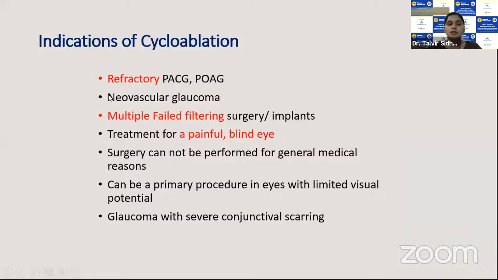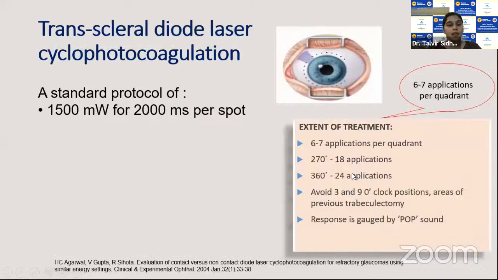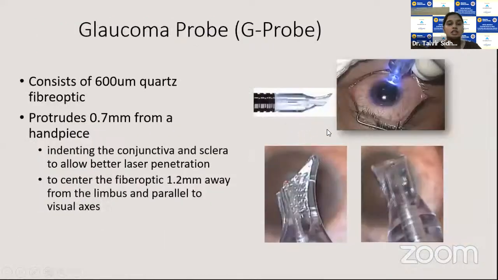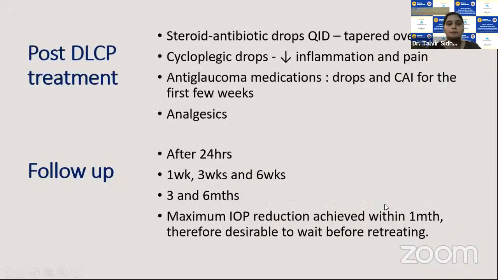Indications of cycloablation are refractory glaucomas, multiple failed surgeries, or painfully blind eyes. A standard protocol is 1500 milliwatt energy for 2 seconds per spot, and 6 to 7 applications per quadrant. A G probe is used, which places the fiber optic probe 1 to 1.2 millimeter behind the limbus to apply the energy directly over the ciliary body.